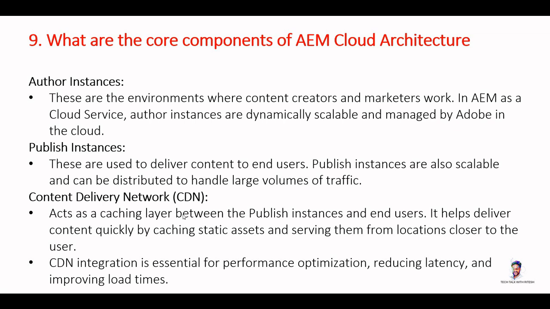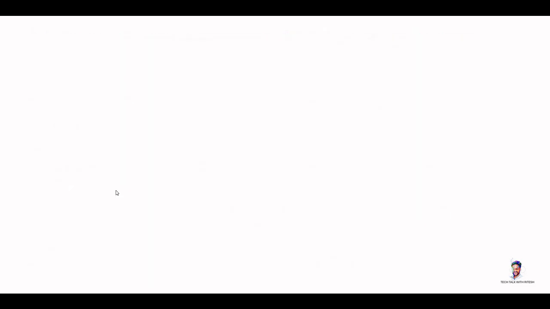Then we have the CDN, the content delivery network. It acts as a caching layer between the published instance and the end user. It helps deliver content quickly by caching static assets and serving them from locations closer to the user. CDN integration is essential for performance optimization, reducing latency and improving load time. These are the features the CDN has anyway, but yes, these are the core components.